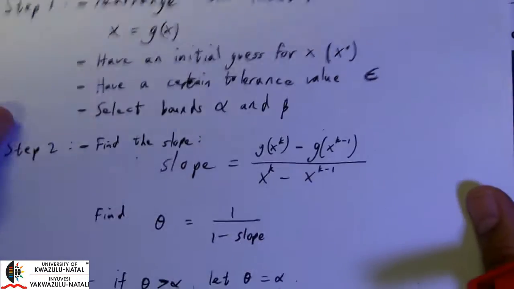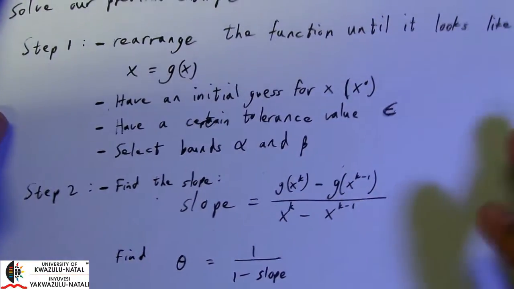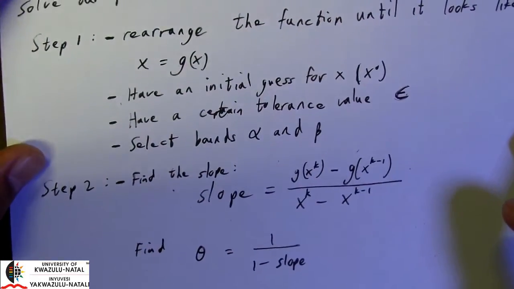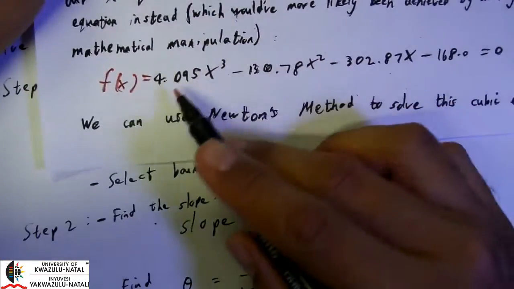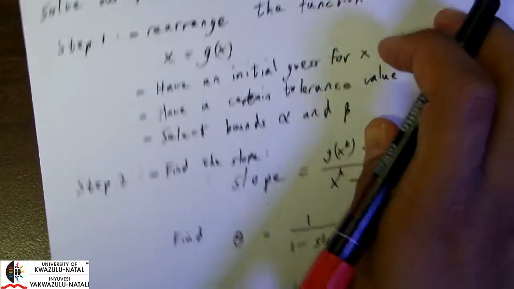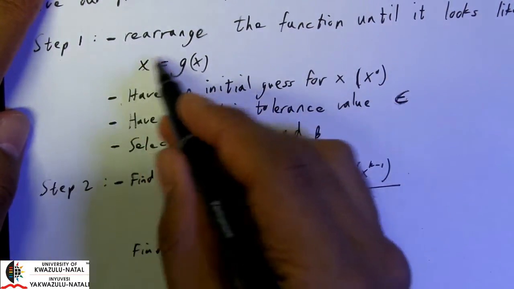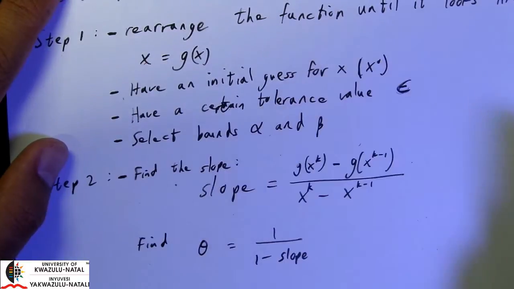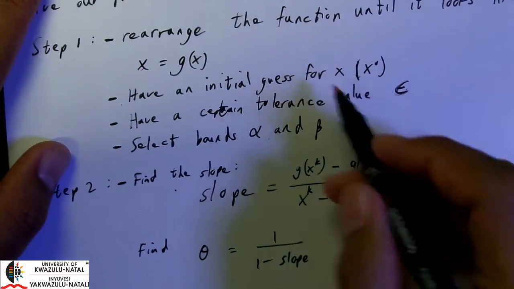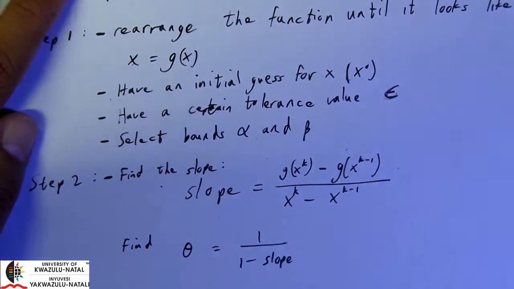Now we may also use another method as an alternative to Newton's method, and that is the Wegstein method. This is a bit more complicated, so I wouldn't recommend it. But here are the steps. We simply rearrange our function f of x. Okay, so this is our f of x. And we can rearrange it until we have it in terms of only x. So we have x is equal to g of x. And now we need to find an initial guess for x and have a tolerance value. And we also need to set different limits and bounds, alpha and beta.